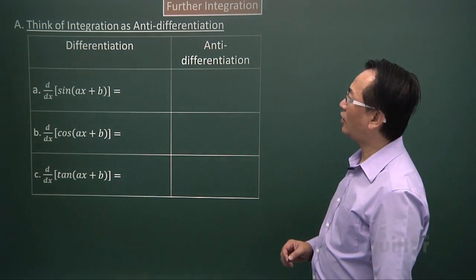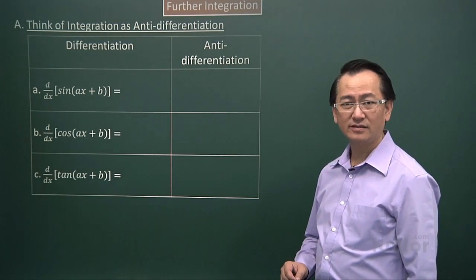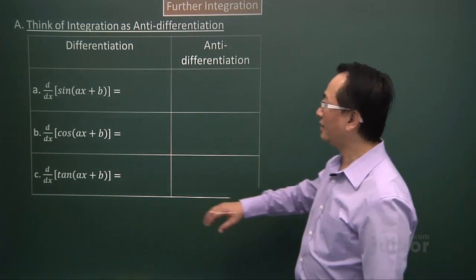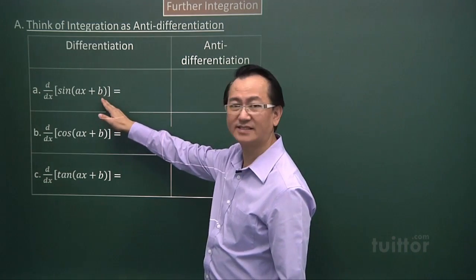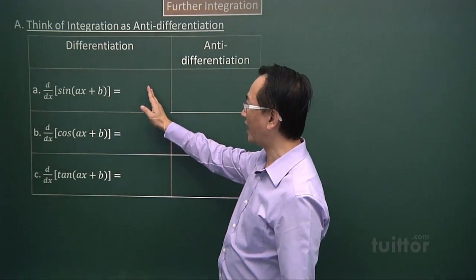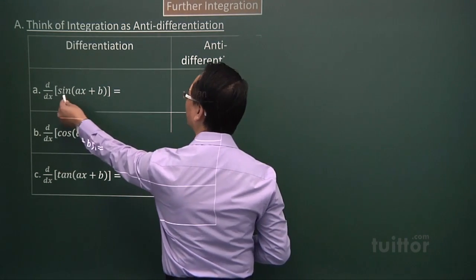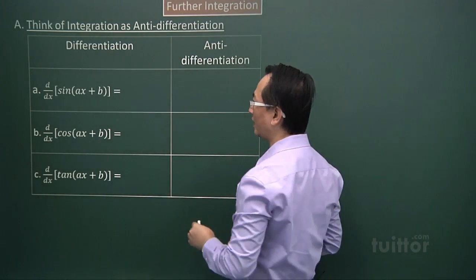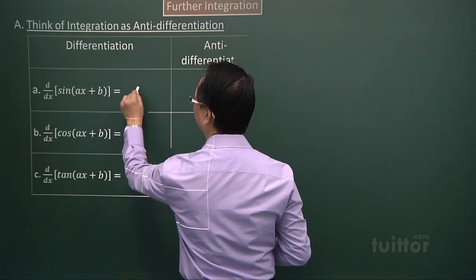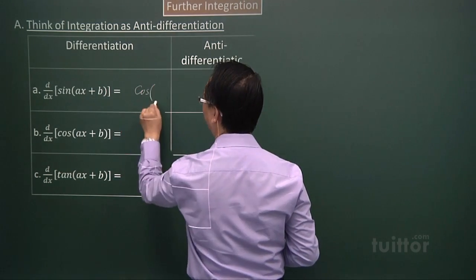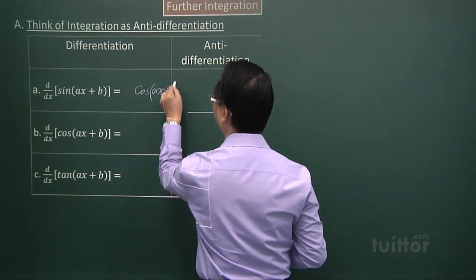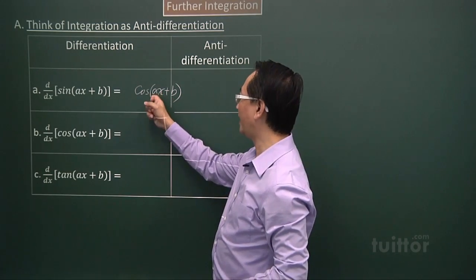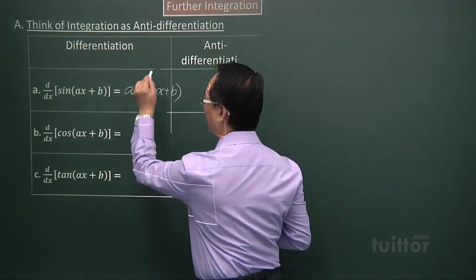If we think of integration as anti-differentiation, meaning the reverse process of differentiation, then we have to go back to the differentiation and see what sort of result we get for, say, differentiating sine bracket ax plus b. So the result will be cos bracket ax plus b. But when I differentiate what's in the bracket, then I get a. So that becomes the multiplier.